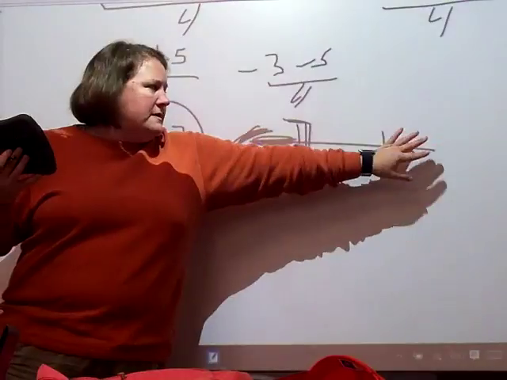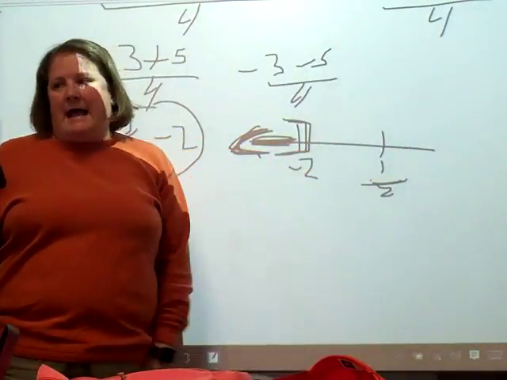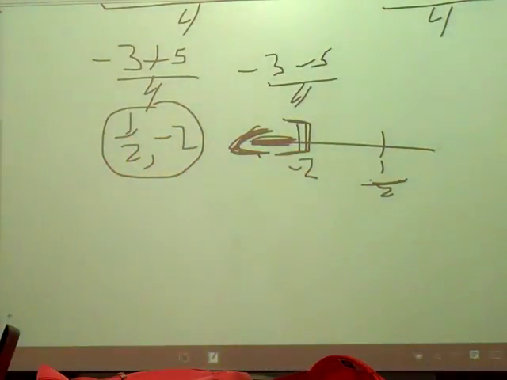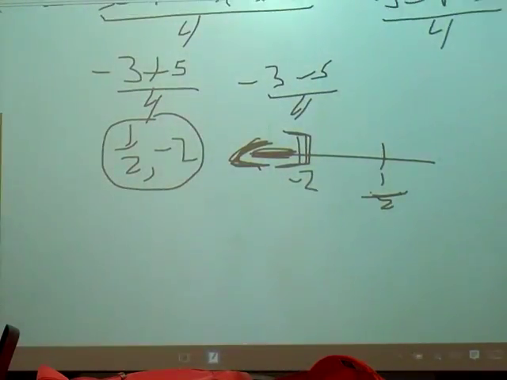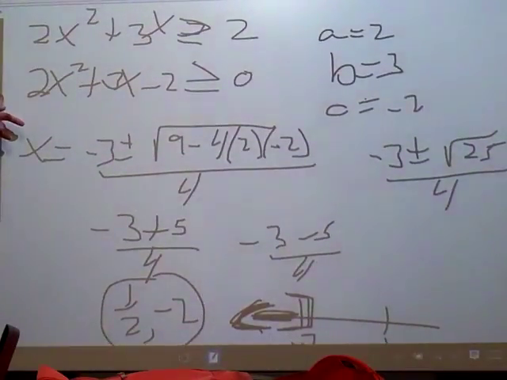Now I need a number on this section. So a number to the right of 1/2. What's a number that's to the right of 1/2? 1. 1 would be the easiest one for me. You could pick any one of them over there. You could pick 5,000 if you wanted to.